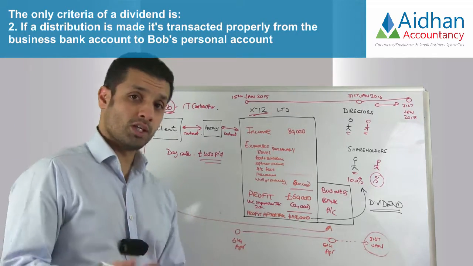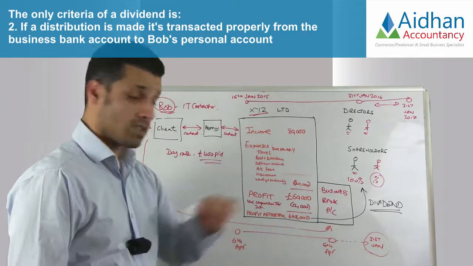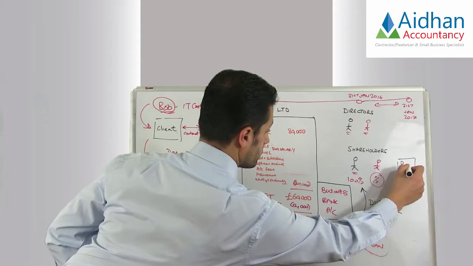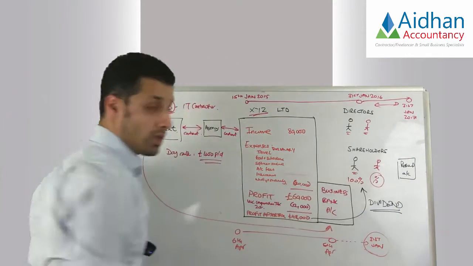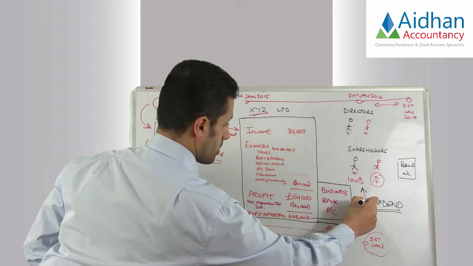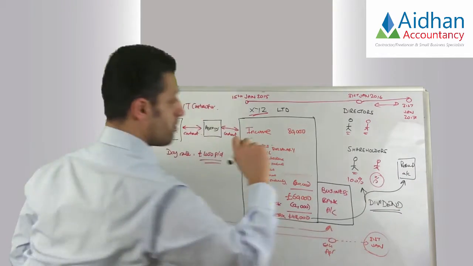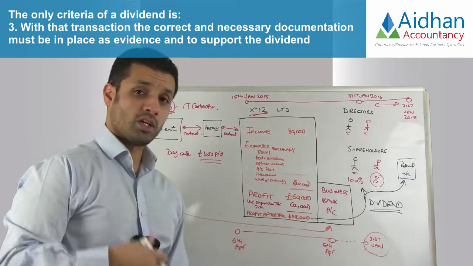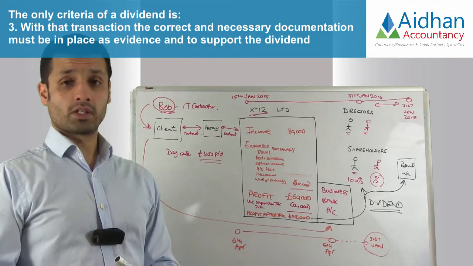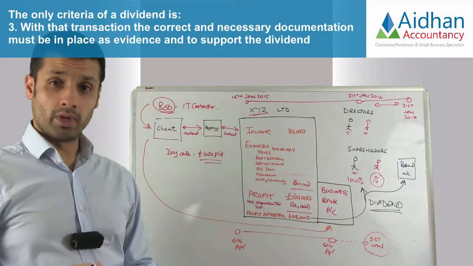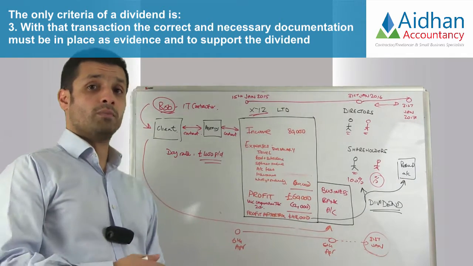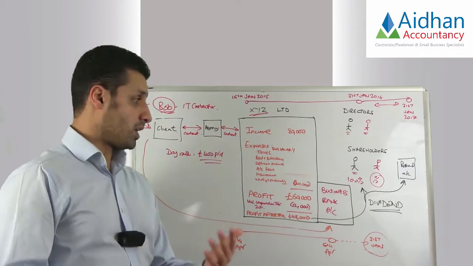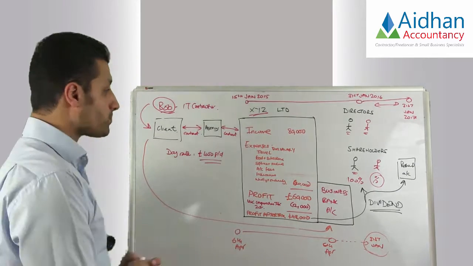Secondly, if a distribution is made, it's transacted properly from the business bank account, okay, to Bob's personal account. Okay, so let's say Bob's got a personal account over there, all right, and the transaction, and I'm just going to bend that arrow there, must go to his personal account, and the transaction must be clearly labelled. Third thing, with that transaction, the correct and necessary documentation, i.e. dividend vouchers and board minutes, must be in place to evidence and to support the dividend, okay? And that is something an accounting service can certainly help you with.